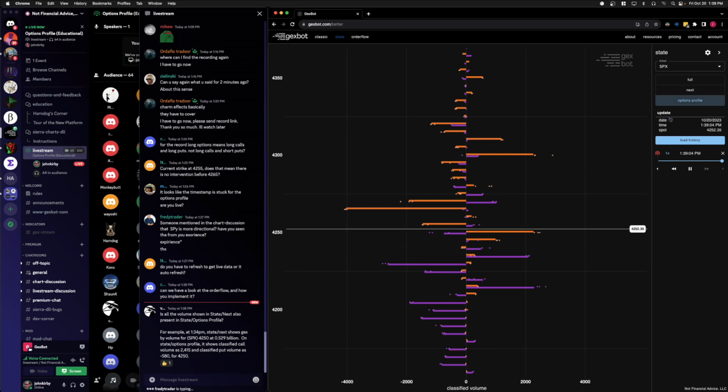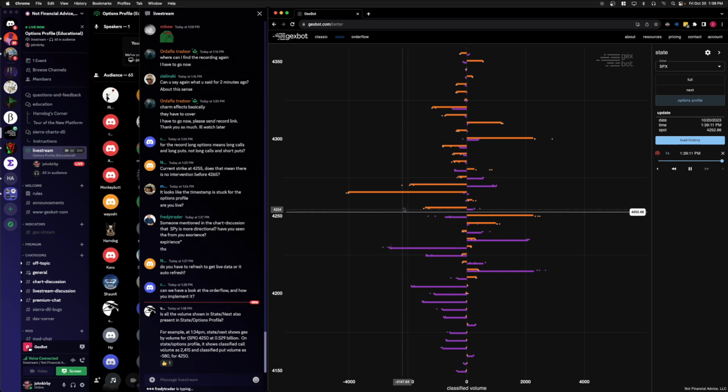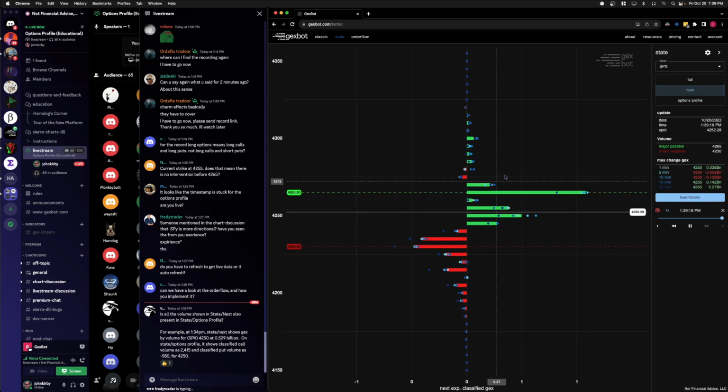So I'm not going to spend a ton of time on the GEX. Actually, we'll go to next first. Next is basically just taking options profile and grabbing all the calls and all the puts, and representing the calls as positive gamma and the puts as negative gamma. There's a couple different reasons that we did that.